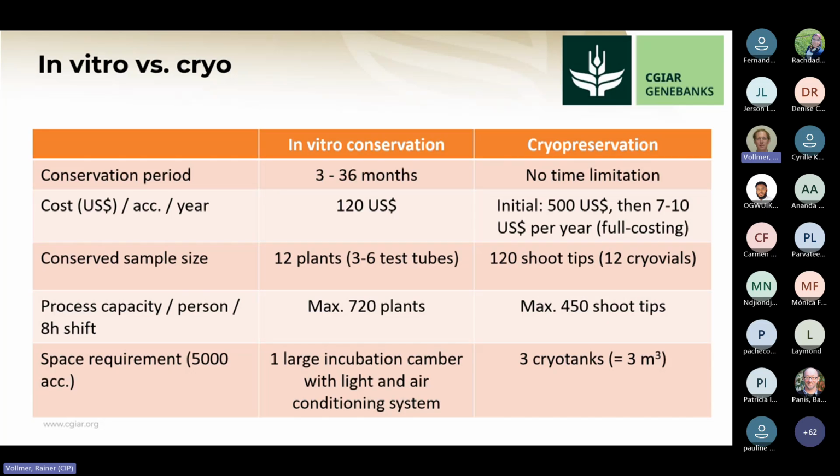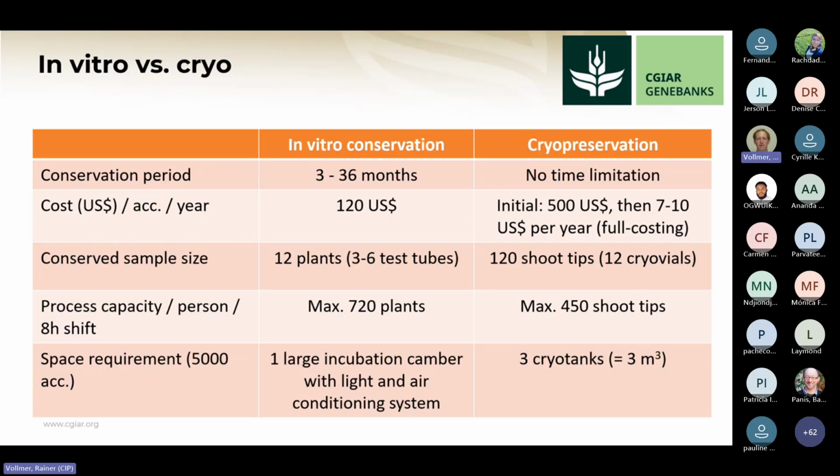In vitro, we conserve 3 to 6 test tubes per accession, so we conserve about 12 plants, while in cryo, in our case, we conserve 120. Of course, we will not recover all of them, but if you have a recovery rate of, let's say, 50%, you still get 60 plants. That's 5 times more than in vitro.